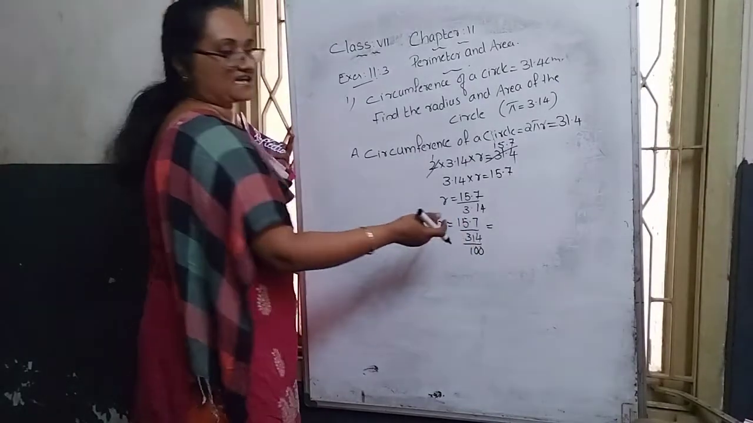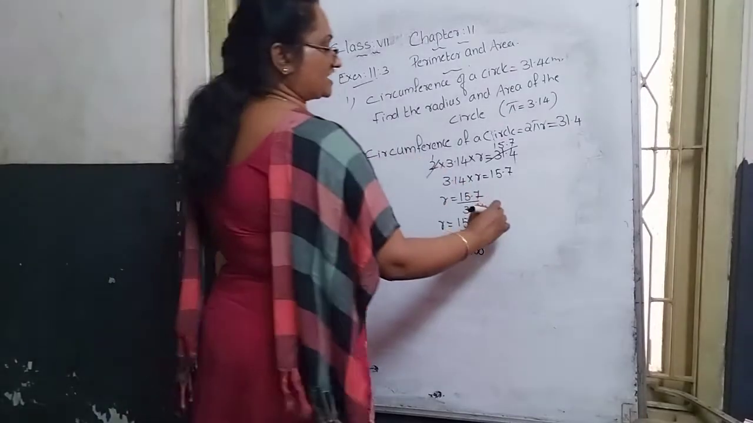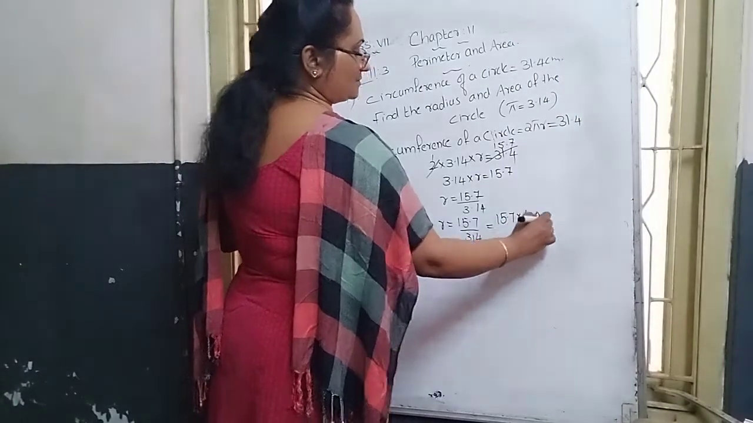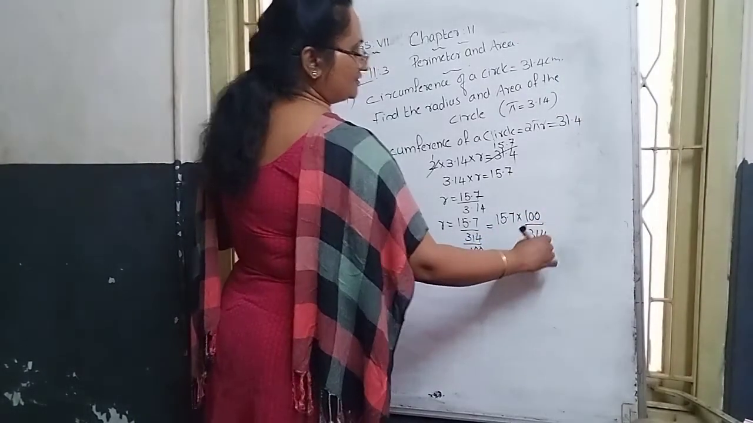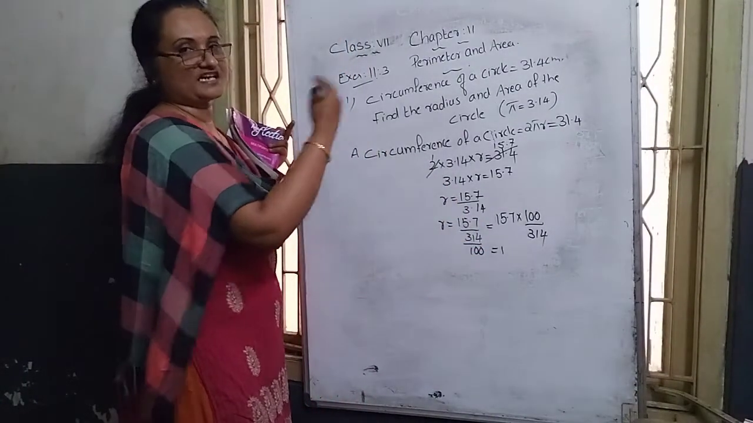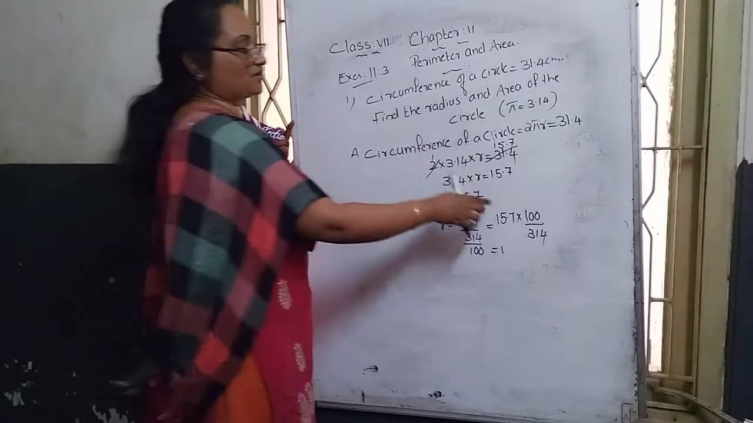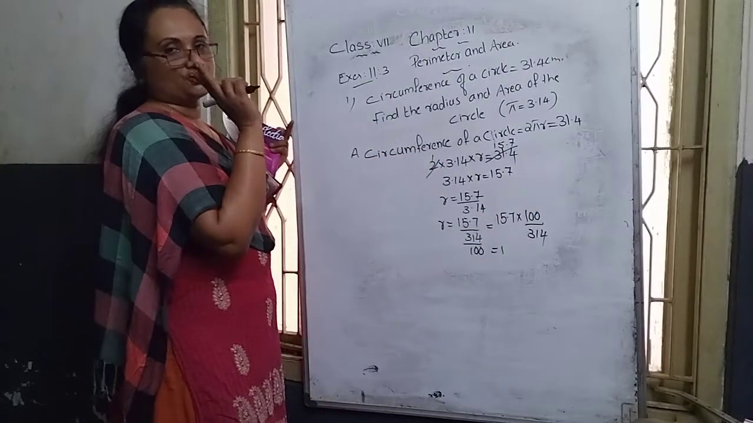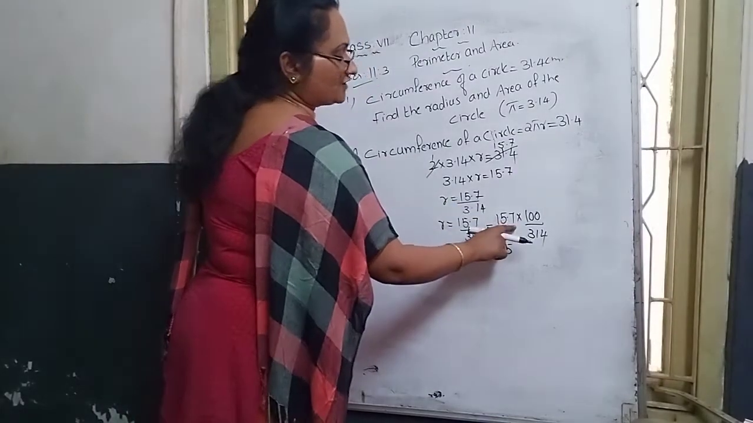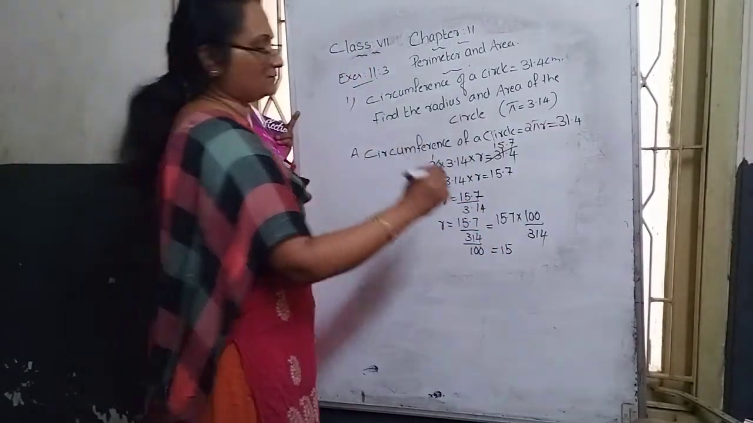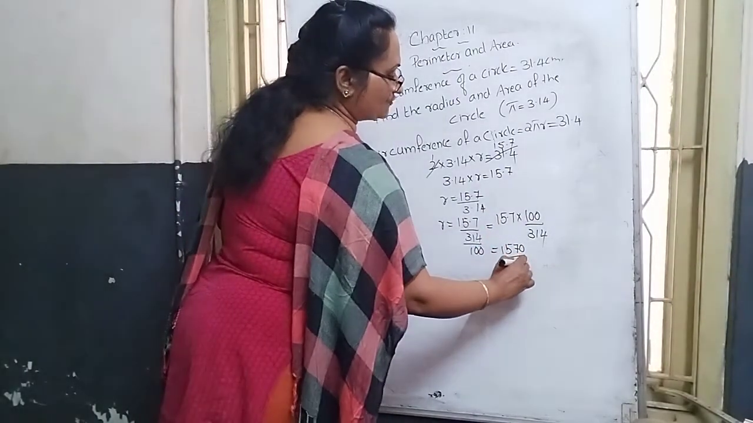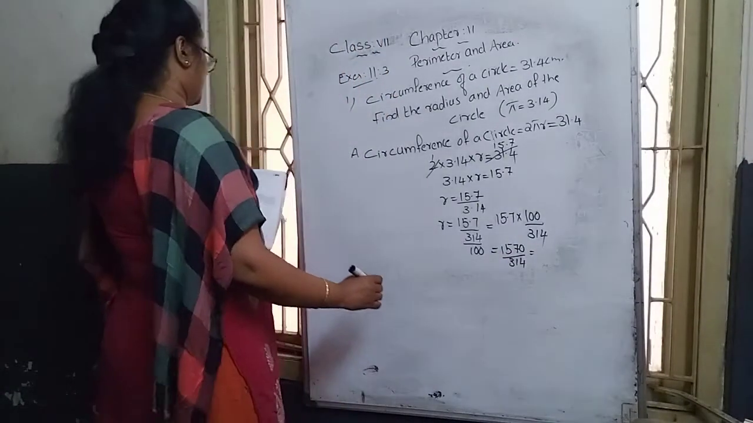Again it is a fraction. For a fraction, take the reciprocal and multiply. So 15.7 into the reciprocal of that number becomes 100 by 314. Any number multiplied with 100: move the decimal from left to right 2 places, because 100 has 2 zeros. 15.7 moves 1 place only, so 1 more place is required, so place 0. Divided by 314, the answer becomes 1570 by 314.